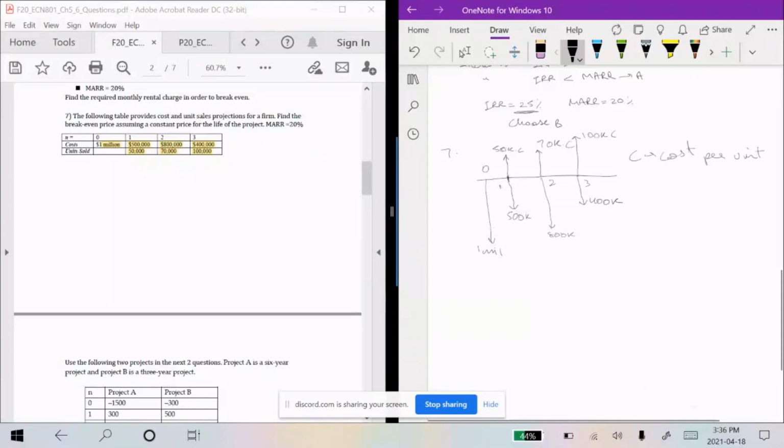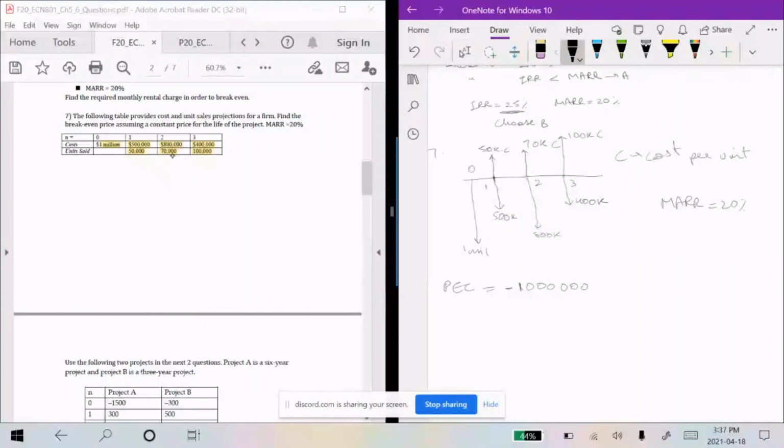So what we do for this one is, again, just find the net present worth. The MAR is given to us as 20%. We could also find the annual equivalent cost, but it's not going to make a difference, so I'm just going to stick with the present equivalent. So in the 0th period, minus 1 million. Then after that, there is 500K, 800K, 400K.